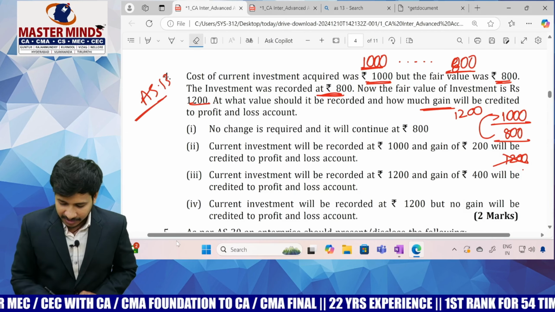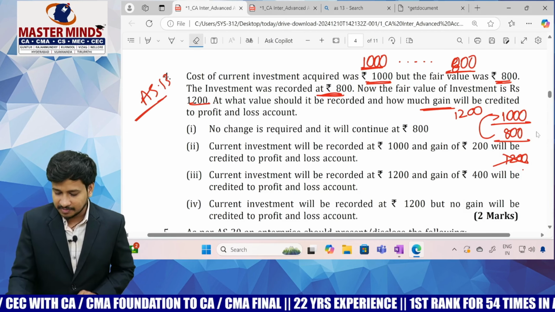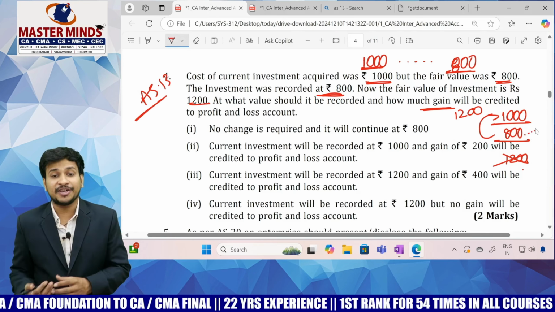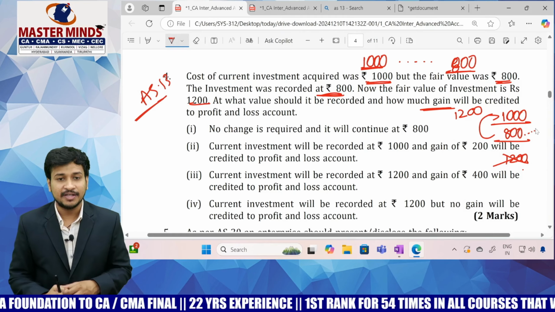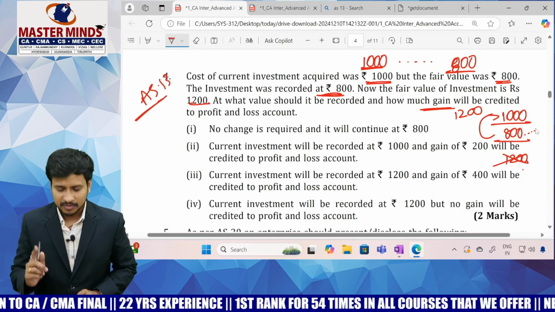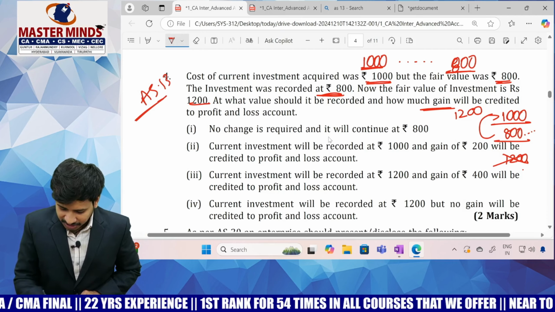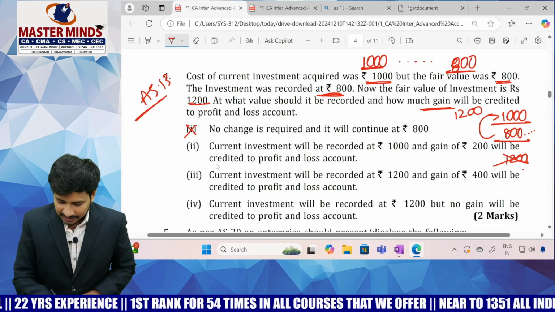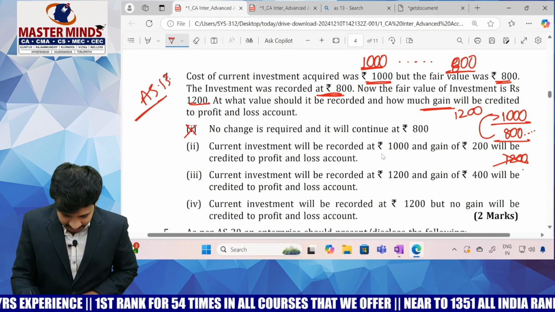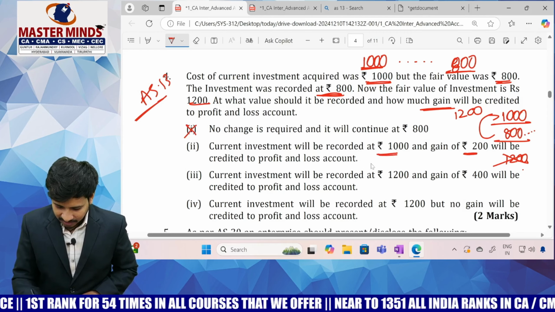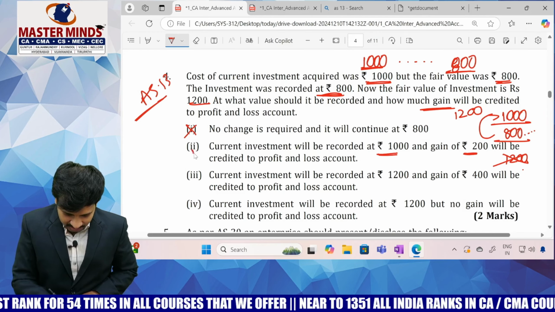price. So here, if you observe, 800 is the book value at the end of the year, and in a further year, even though it had become 1200, you can increase, but the increase should be only up to cost price, that is only 200. So let me check out point number 1. No change is required and it will continue at 800. No. Current investment will be recorded at 1000 initially. Yes, and a gain of 200 will be credited to P&L account. Yes, this is correct only.